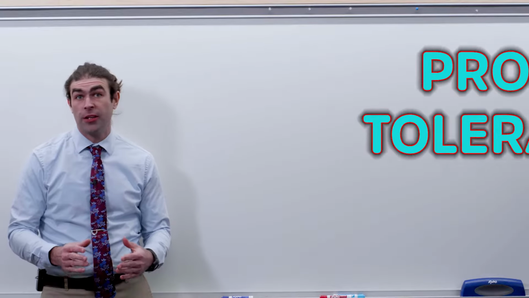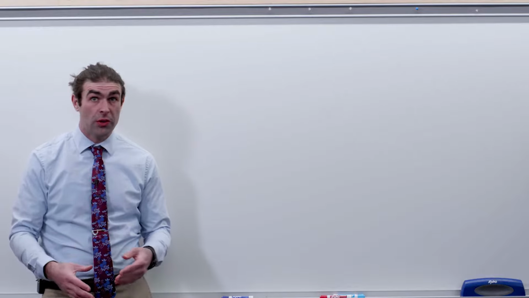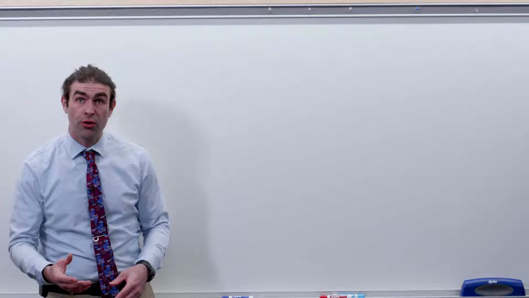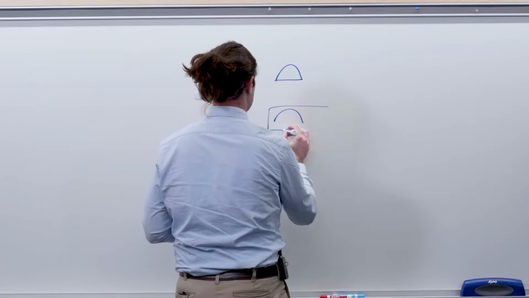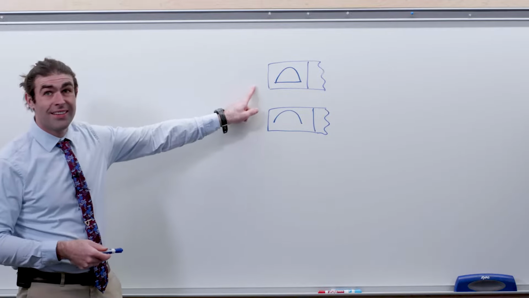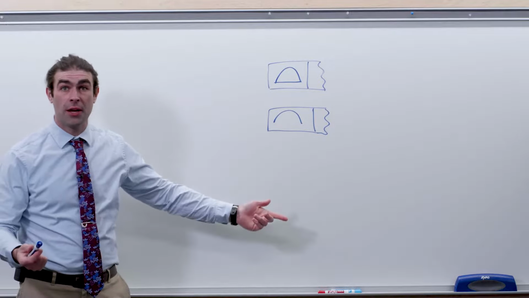In this video, I'm going to discuss tolerances of profile. Now, there's two geometric characteristic symbols associated with profile: profile of a surface and profile of a line. Profile of a surface looks like a D that's been knocked over. Profile of a line looks like a rainbow.